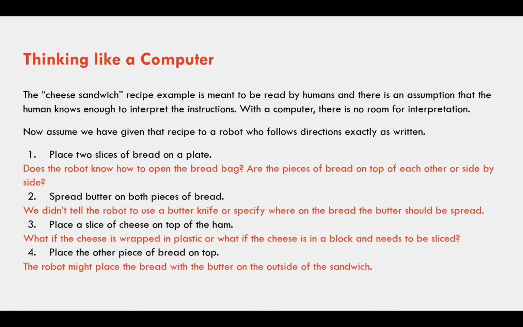Now, a robot might interpret those instructions a little bit differently. When we look at a recipe for a cheese sandwich as humans, there's an assumption that we know enough about sandwiches or preparation of food to be able to take these instructions and interpret them into what makes sense. With a computer, there isn't that interpretation. A computer will do the things exactly the way they are described.